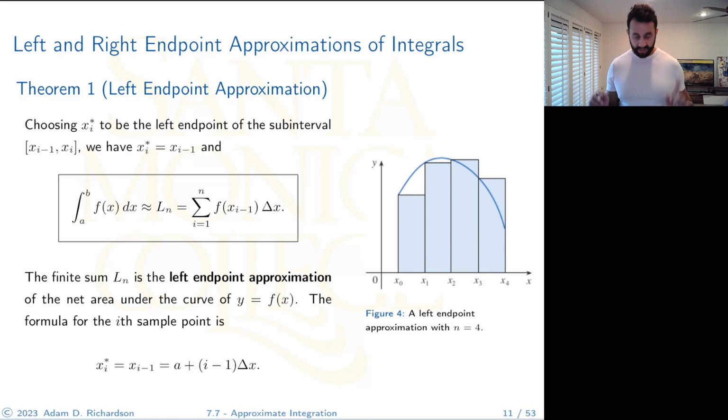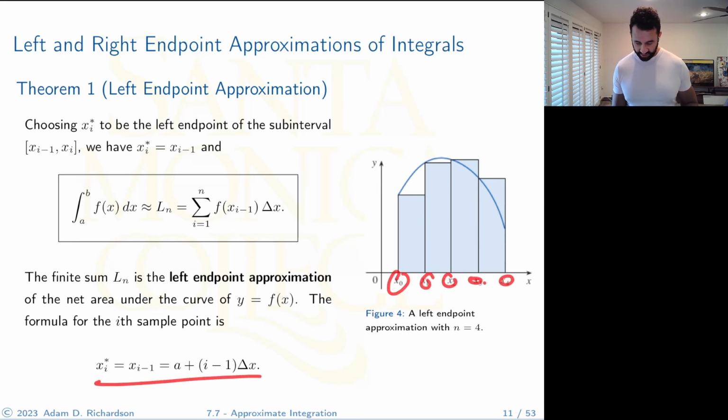Now, one last bit, a formula to find all of these endpoints is given right here. So in other words, our sample points x sub i star are going to be chosen like so. You start at a, the left endpoint, and then you add delta x this many times. So you start at a, and then you add delta x once to get to x1, twice to get to x2, 3 times to get to x3, and so on. That's what this formula is telling you: how to find those endpoints. All right, that's a left endpoint approximation.